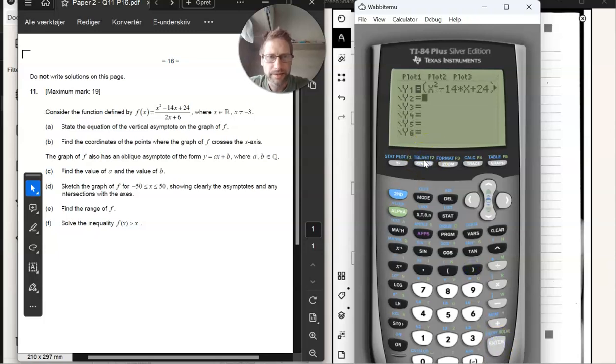Window, well, the x-coordinates I want is between minus 50 and 50. So I'm going minus 50 and 50 here. The y-coordinates are a bit harder because we don't really know. So let's start out with the default minus 10 to 10, and then we can always change our minds when we see the graph. So let's draw the graph.